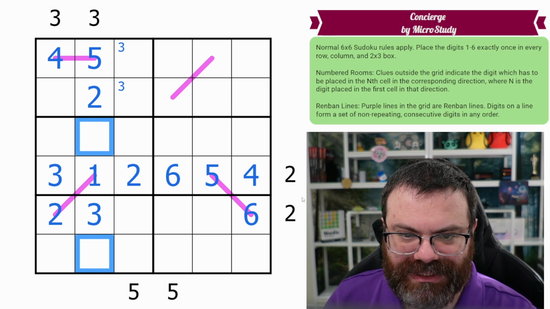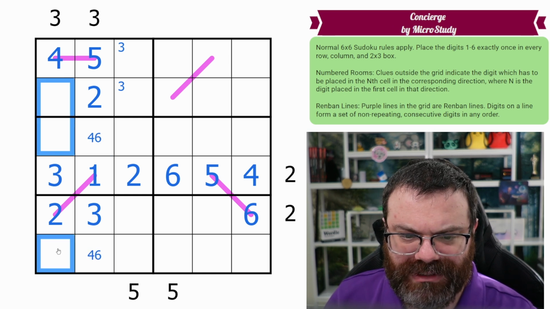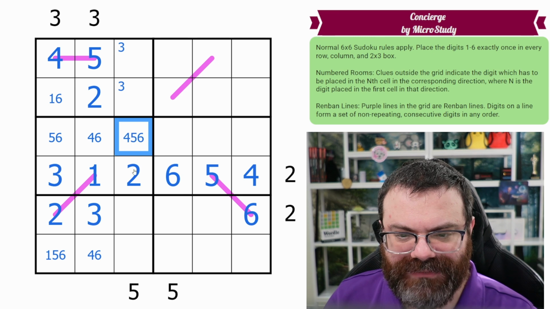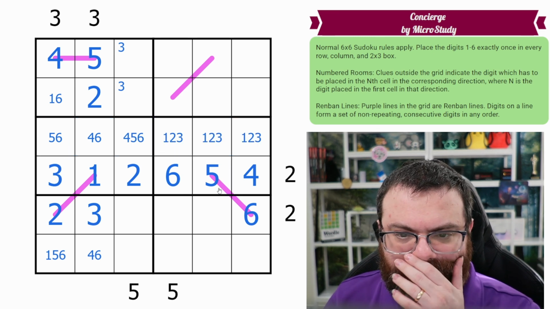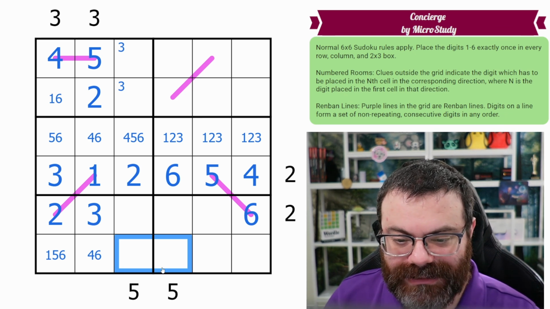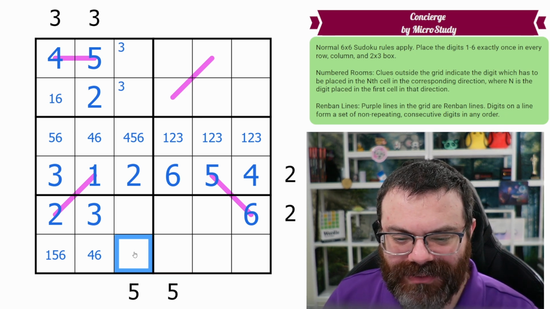This is a pair. This is 4 and 6. These are 1, 5, 6. Clean that up a little bit. In general, this is 4, 5, 6 in here. This is 1, 2, 3 here. All right, I think we're going to have to think about these clues, which makes sense. So where can we put the 5?